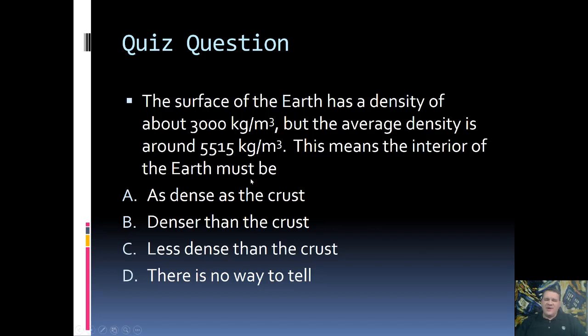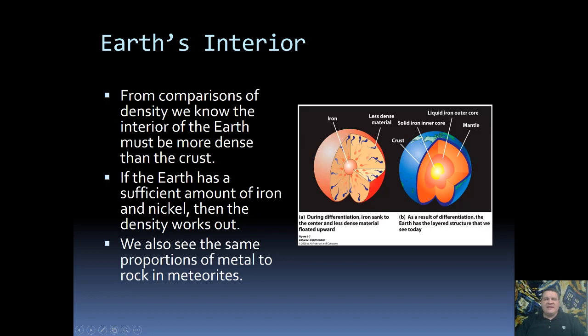So if the average is around 5,000, but we know that the crust is only 3,000, this means that the interior must be B, denser than the crust. So from this sort of density consideration, we start to get the idea that the interior has to be denser. If the interior of the Earth has a sufficient amount of iron and nickel compared to the amount of rock, then we can get to this correct density that we need.